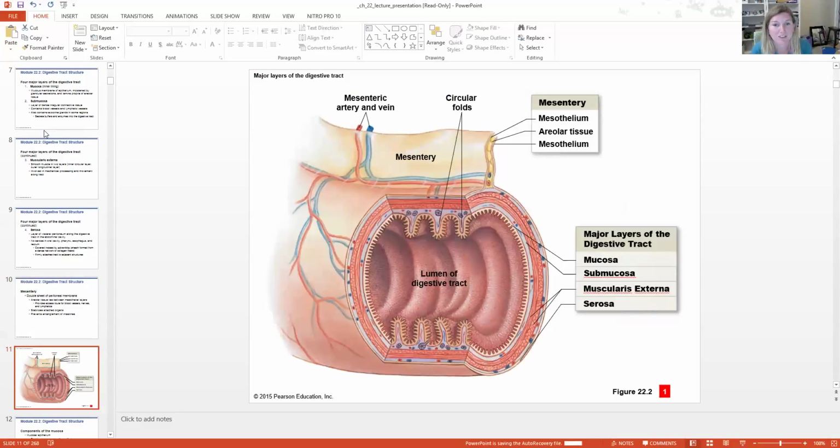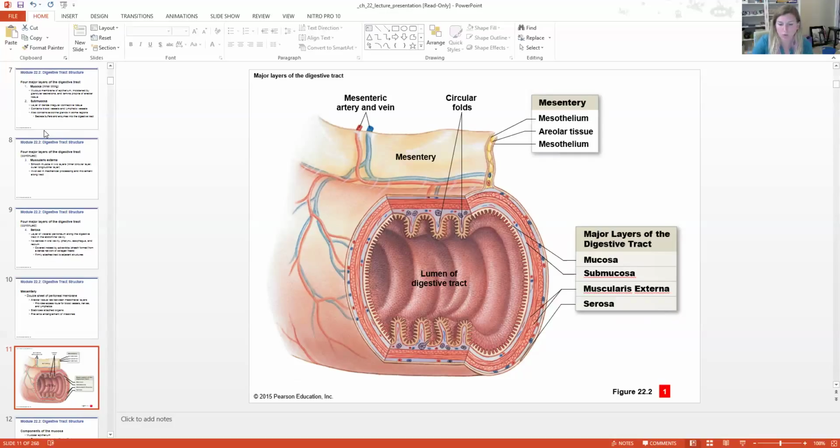So here's a bisection of a typical part of the digestive tract. I would say this is probably the small intestine by the way this looks. You can see the mesentery, which is that connective tissue on the superior side of this, and then as we go through, you see there's the serosa, the muscularis externa with the two muscular layers, the submucosa, which is where all the blood vessels and lymphatics are, and then the mucosal lining itself, which in this case is lined with villi and microvilli, which is why I guess this was the small intestine.